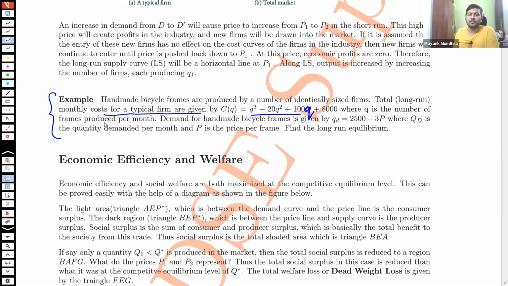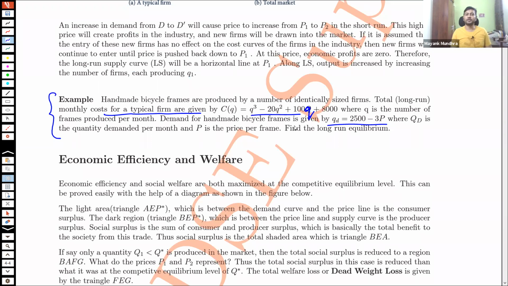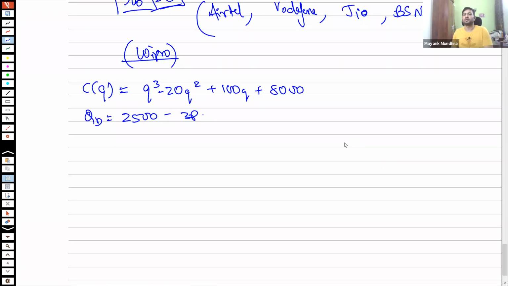Q is the number of frames produced per month. The demand function is given by quantity demanded equals 2500 minus 3P, where QD is the quantity demanded per month and P is the price. So find the long run. I have to find the long run equilibrium of this market.